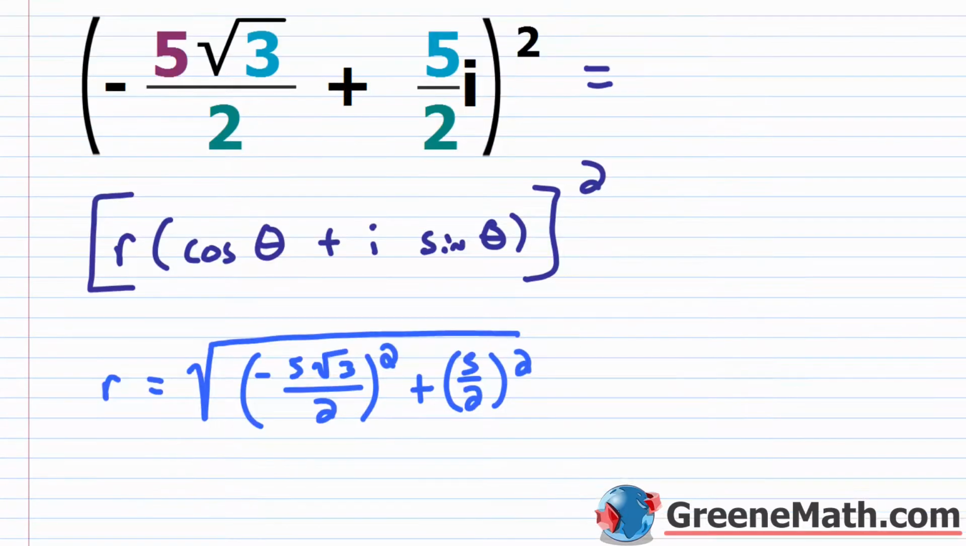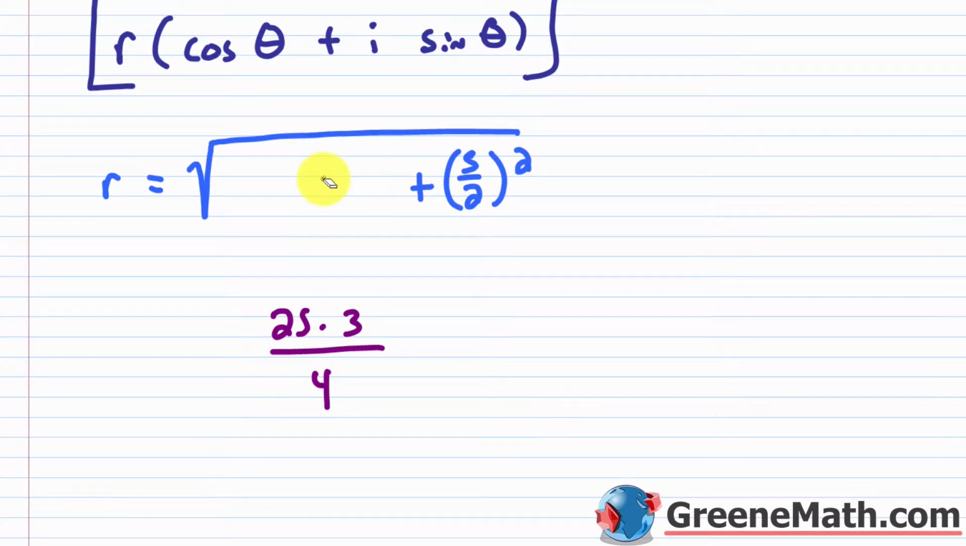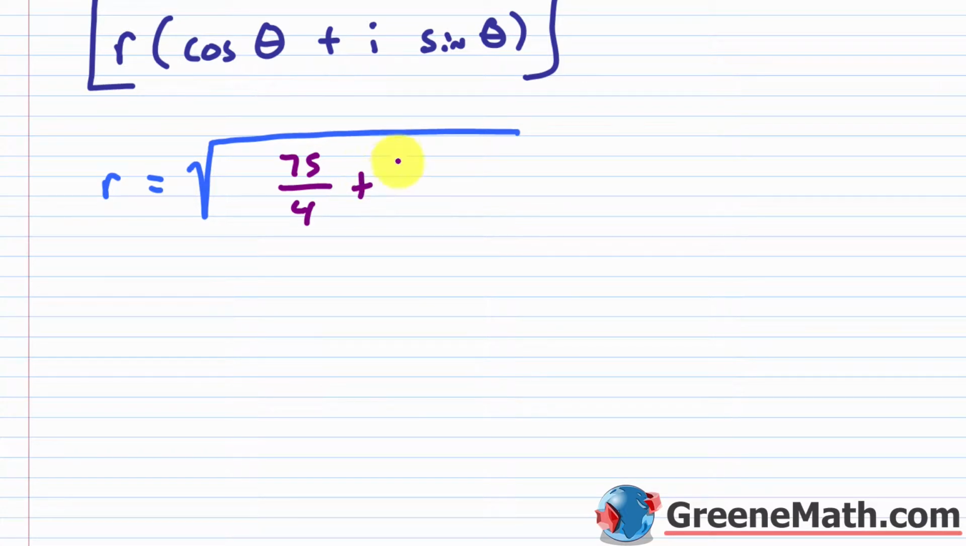So let me scroll down and get some room going, and we'll come back up in a minute. Basically, if I have negative 5 times square root of 3 over 2 squared, the negative 5 squared is 25. The square root of 3 squared is 3. 2 squared is 4. So this is 75 over 4. Let's just replace this and put 75 over 4. And then the 5/2 squared is just 25 fourths. So let's put plus 25 fourths. Now 75 plus 25 is 100, and 100 divided by 4 is 25, okay?